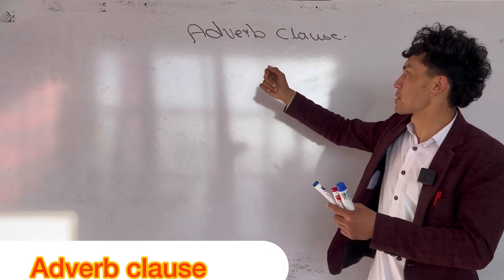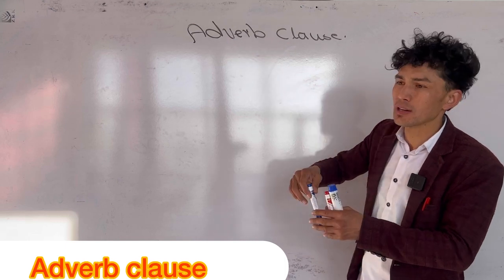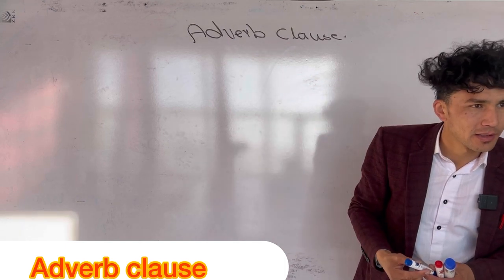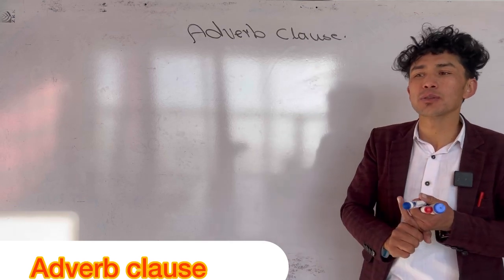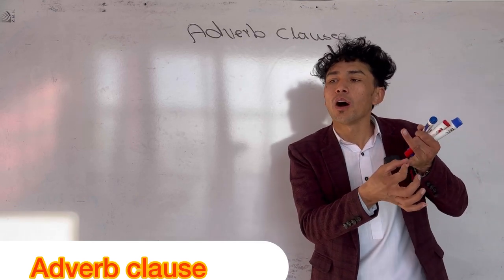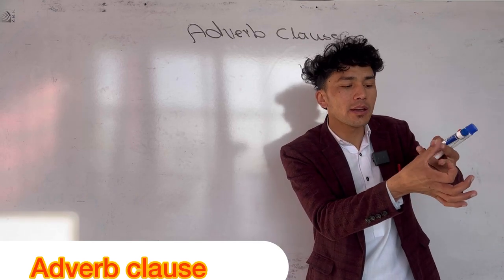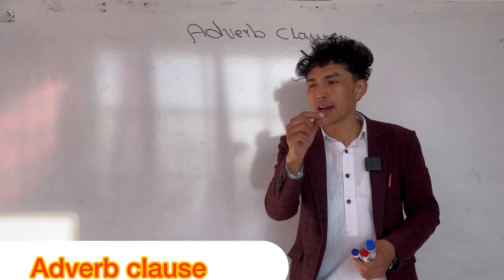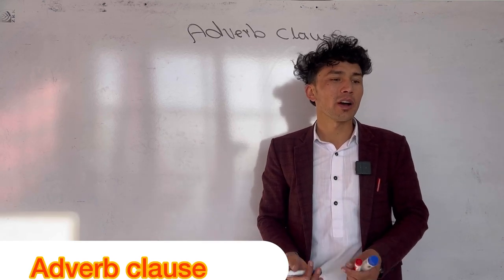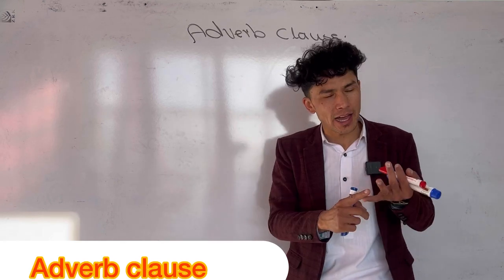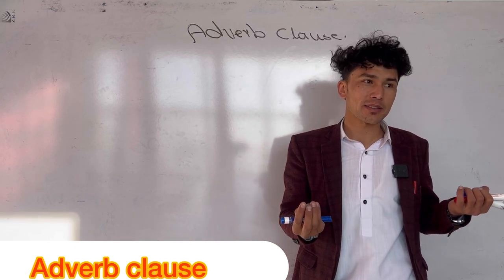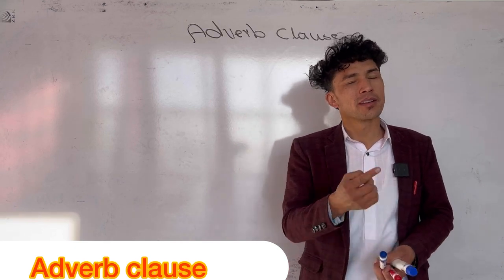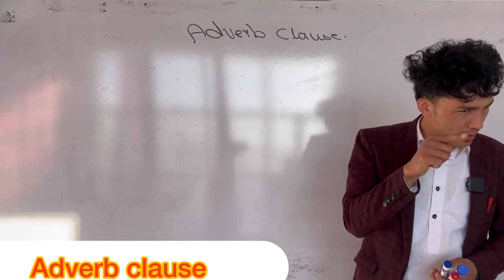So adverb class is a group of words containing subject and verb. It is used to function as an adverb in a sentence. Or, to put it simpler, adverb class is used to show why, how, when, where, and to what extent an action happens. Why an action happens? Adverb class. How an action happens? Adverb class. Where an action happens? Adverb class. When an action happens? Adverb class. Did you understand?